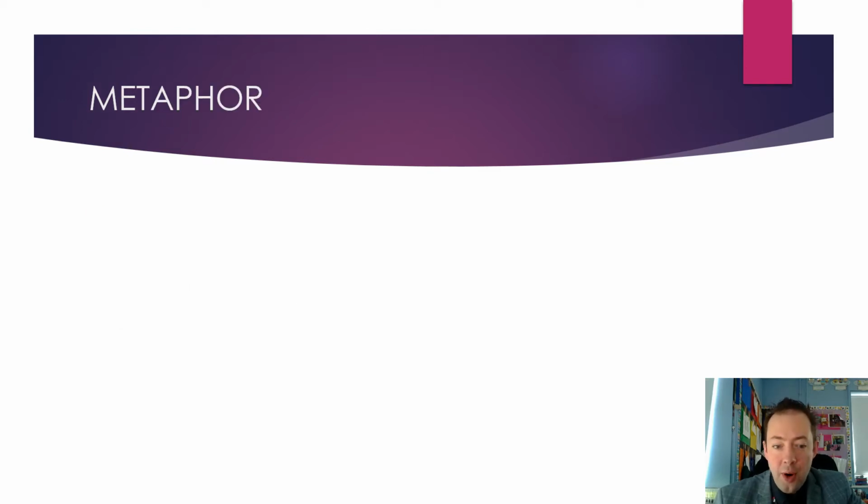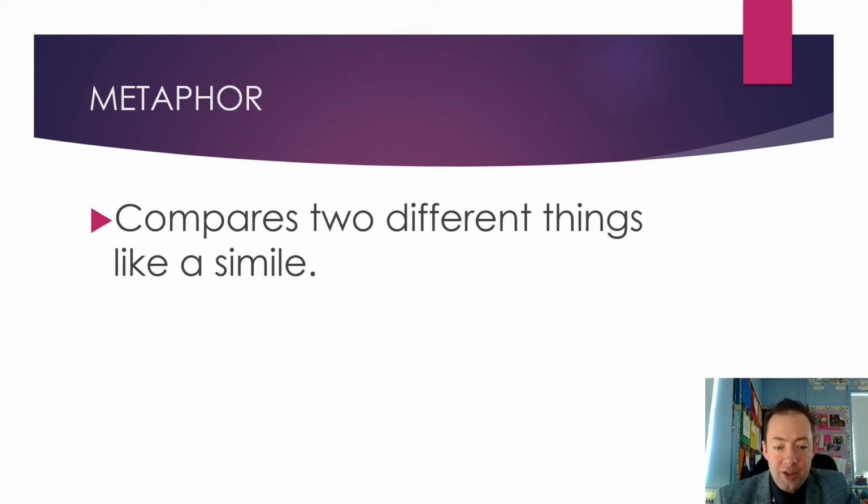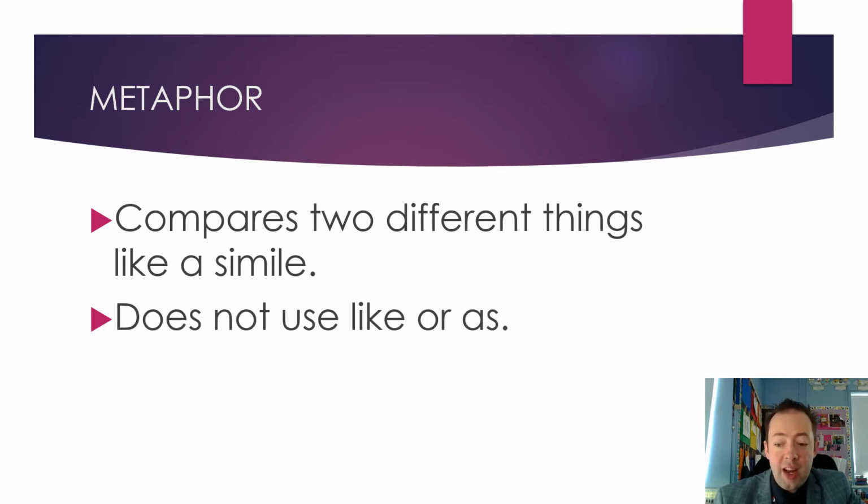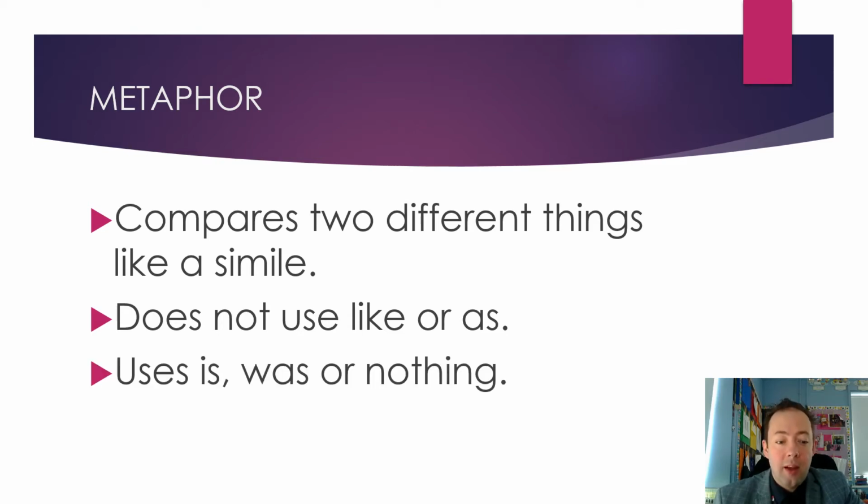What is a metaphor? A metaphor is where you compare two different things, exactly like a simile, but there's a key difference. It does not use like or as. It could use is, it could use was, or it could just use nothing or a comma or something like that. As long as it doesn't use like or as, you don't get back to a simile.